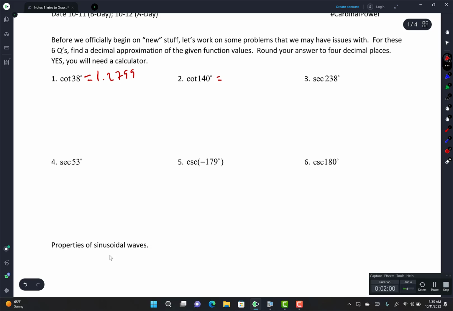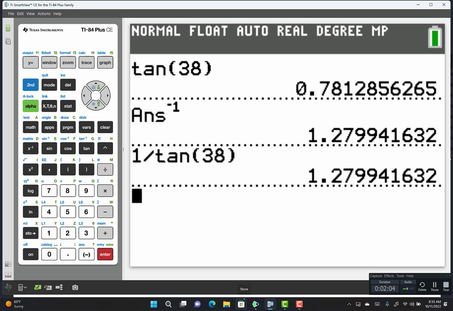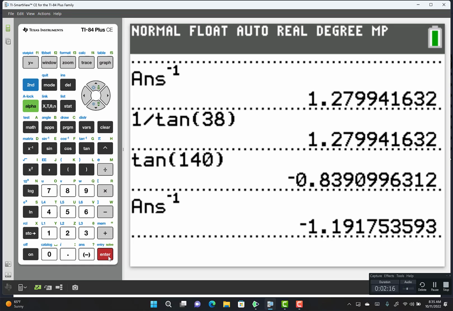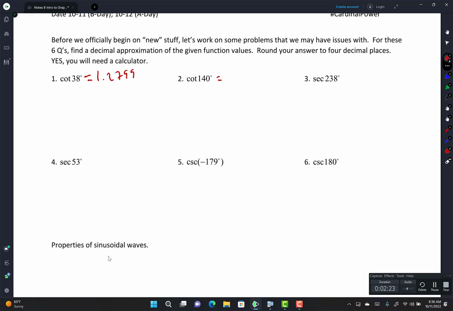So cotangent of 140 degrees. I can either go 1 divided by tan of 140, or push tan of 140, push enter, and then push the reciprocal button. So negative 1.192. You should not be surprised that it's negative, because at 140 degrees, x divided by y is negative.